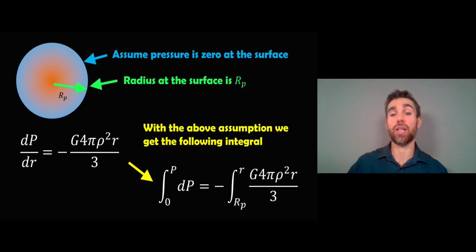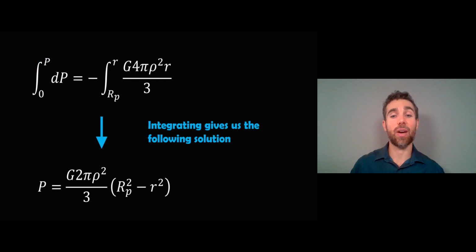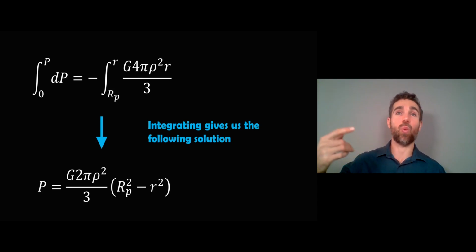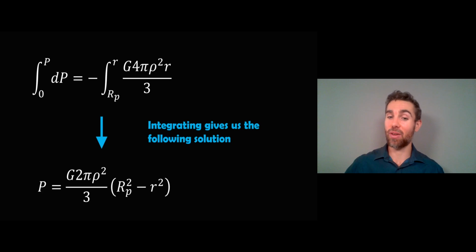We're going to integrate between the surface and some distance r, and the pressure is going from the maximum pressure to 0. So we've now got this integral at the bottom. If we integrate that, we should get the following solution. So we get this for the pressure. What we should be able to see is that when we go to the center, we get a maximum pressure, and as we go to the outer surface, it goes to 0. When r squared becomes the same as rp squared, you get a pressure of 0. And the other way around, if r is 0, then you end up with the maximum pressure.